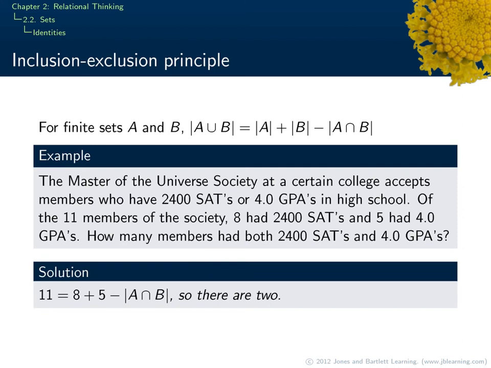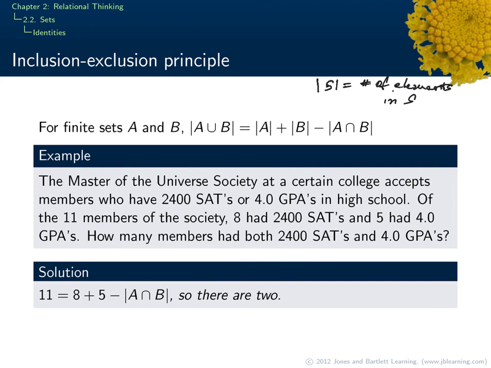So we finish with a discussion of a set identity called the inclusion-exclusion principle. And it has to do with counting elements in the union of two sets. So first of all, some notation. If you want to denote the size of a set, you use vertical bars. So if S is a set and you put vertical bars around it, that's the number of elements in the set S.